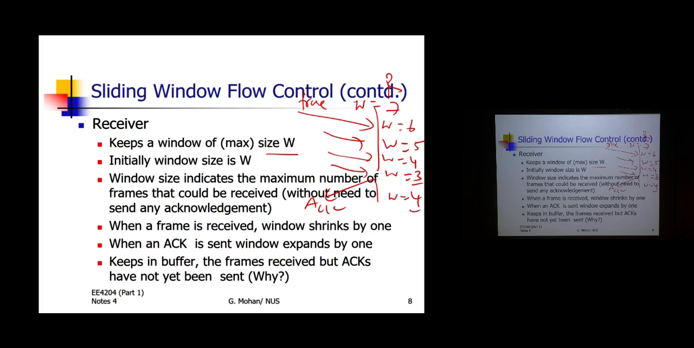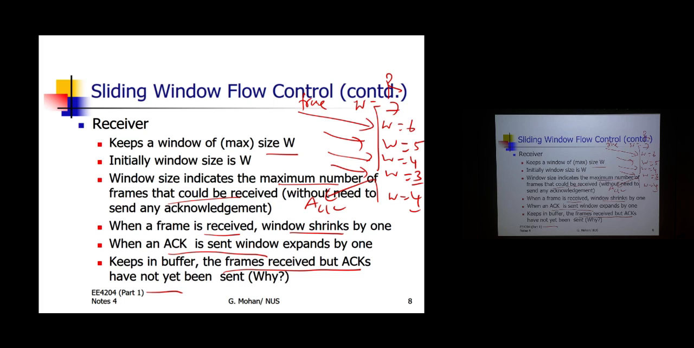Window size indicates the maximum number of frames that could be received. Whenever a frame is received, the window shrinks by 1. That means W is decremented by 1. Whenever an acknowledgement is sent, the window expands by 1. It lets the sender send 1 more frame, so it can expect 1 more frame to receive. Is that fine? It keeps in the buffer the frames which are received but for which acknowledgements have not yet been sent.